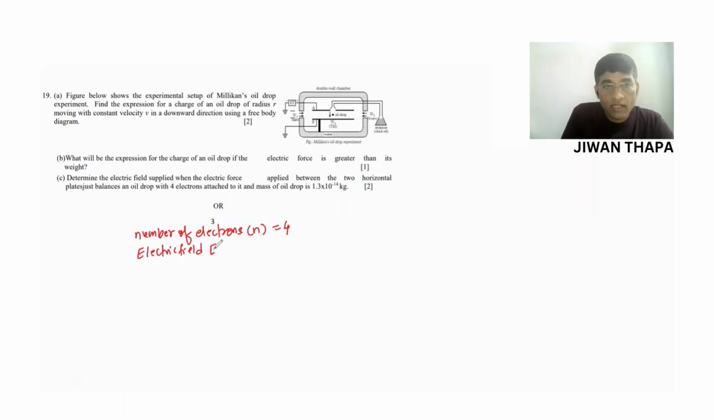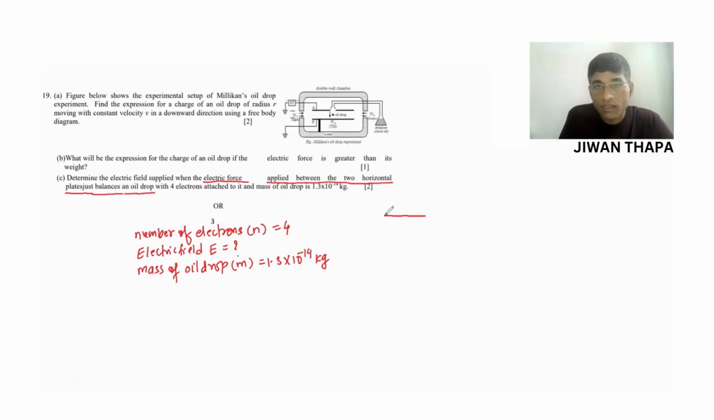Electric field, capital E, this is unknown, so we are going to find it. And the mass of the oil drop, M equals 1.3 × 10^-14 kg. So we have this, given from the question. And we have this condition: the electric force applied between the two horizontal plates just balances an oil drop.